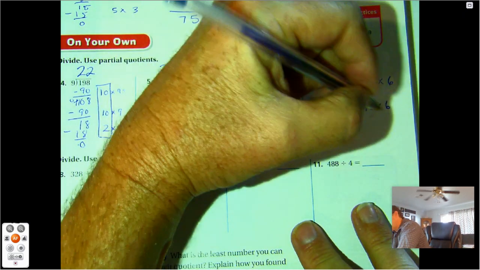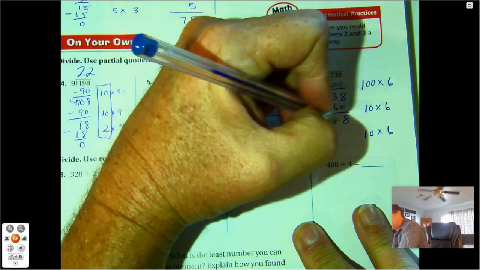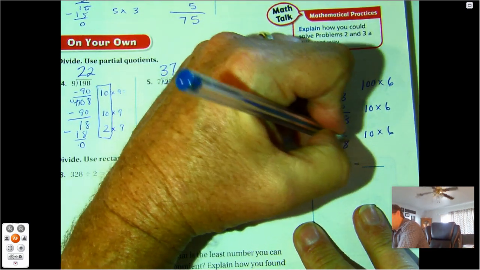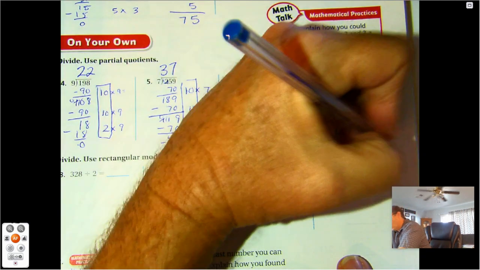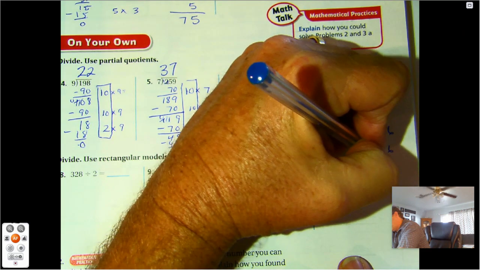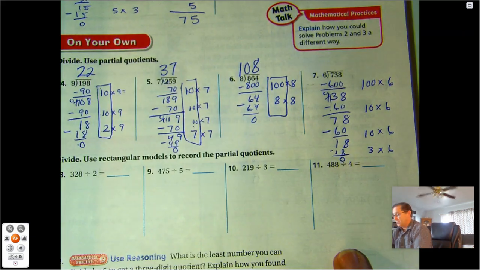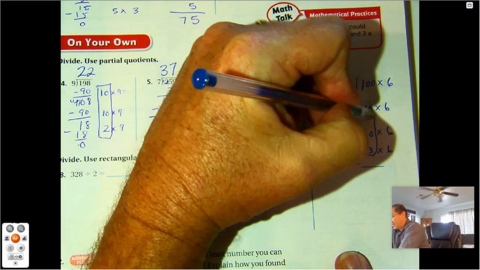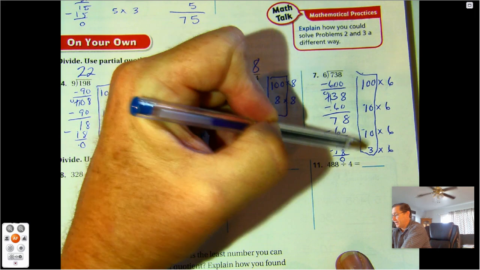So that's fine. You could have done that. And now I'm going to take another set of 10 sixes away. And now I'm down to 18. What times 6 is 18? 3. And that leaves me 0. So these are my partial quotients. 100, 10, 3. 123.